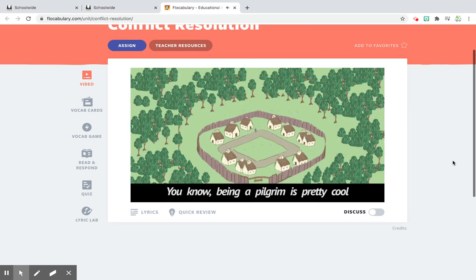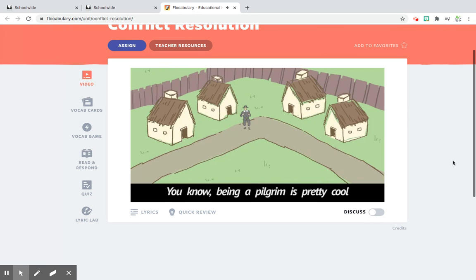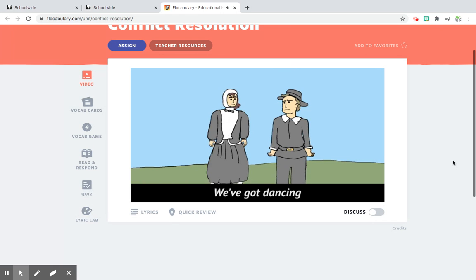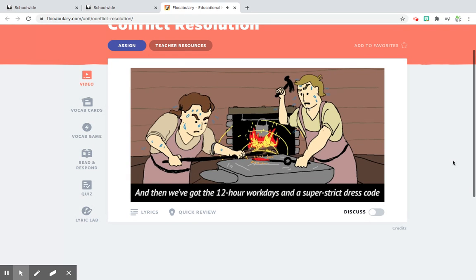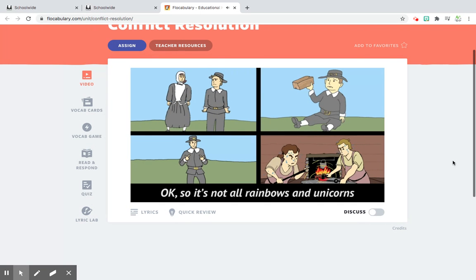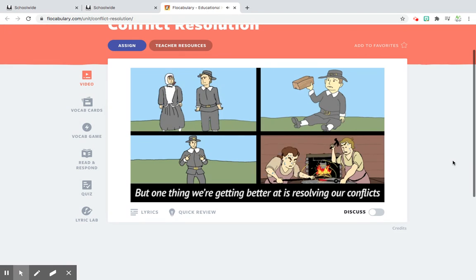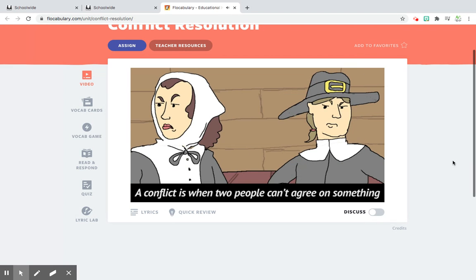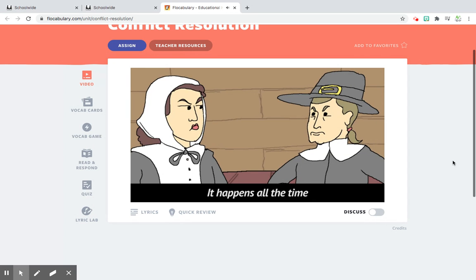You know, being a pilgrim is pretty cool. We've got toys, we've got dancing, and then we've got the 12-hour work days and a super strict dress code. Okay, so it's not all rainbows and unicorns, but one thing we're getting better at is resolving our conflicts. A conflict is when two people can't agree on something. It happens all the time.